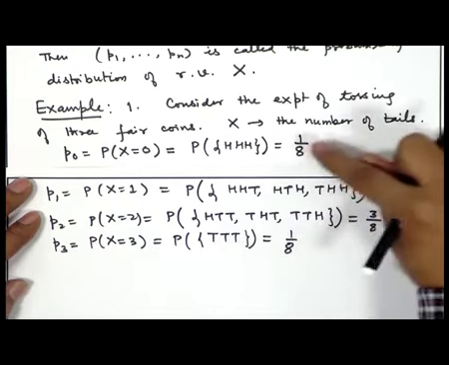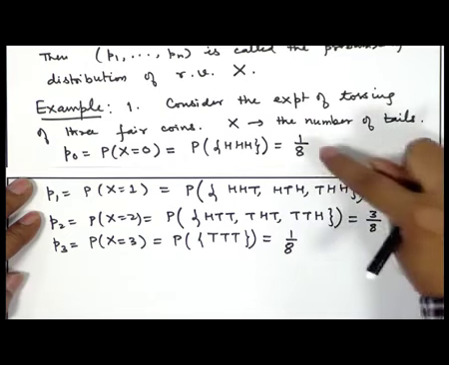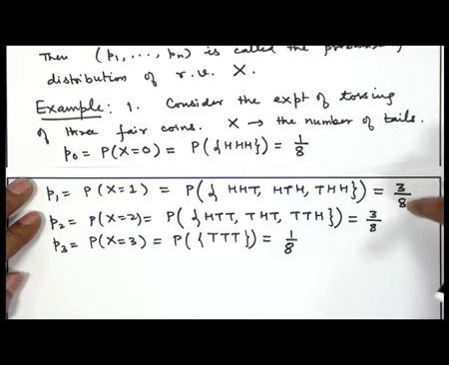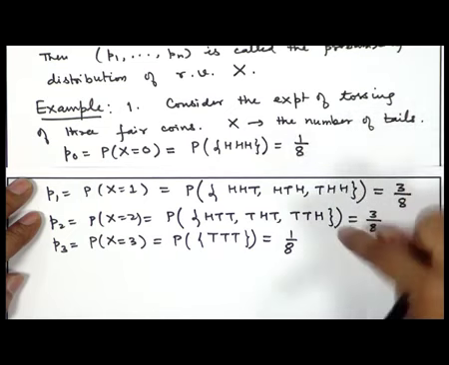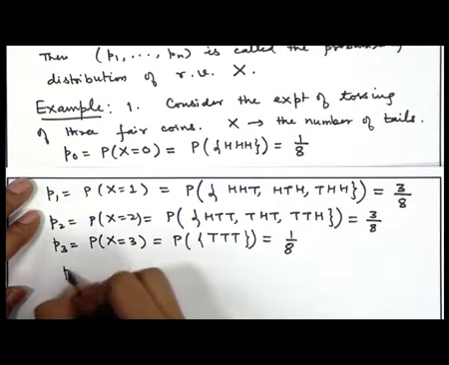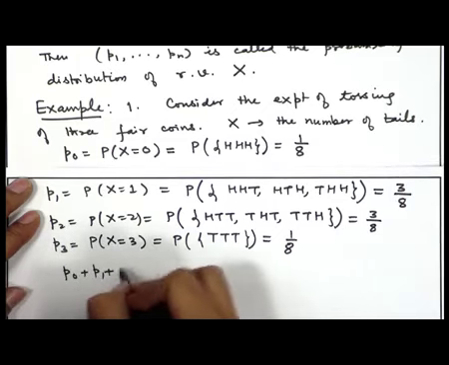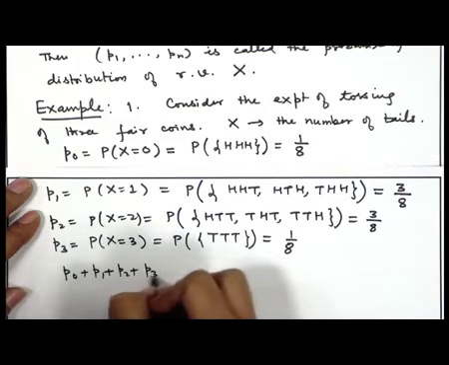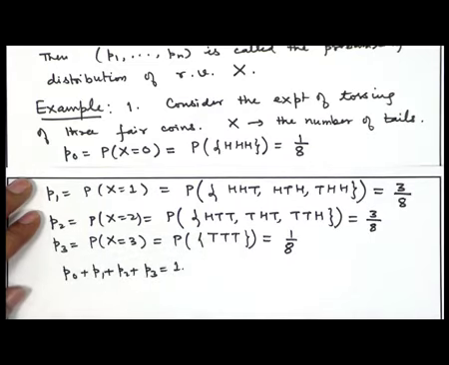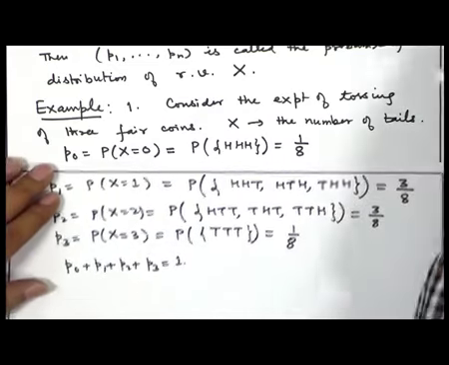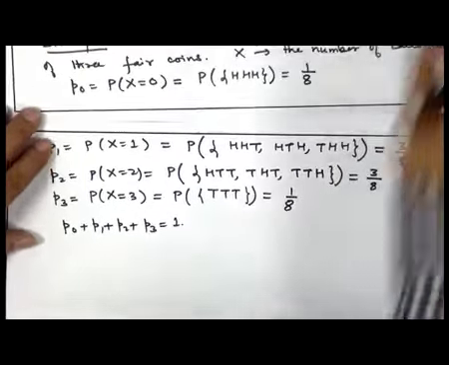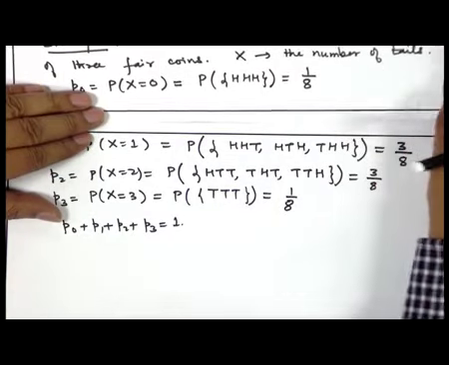So, now you can see I have calculated the probabilities corresponding to all the possible values of the random variable. For X equal to 0, P0 is 1 by 8, P1 is 3 by 8, P2 is 3 by 8 and P3 is 1 by 8. If you look at the sum of these, it is 1 plus 3 plus 3 plus 1, that is 8 by 8. So, that is 1. You have P0 plus P1 plus P2 plus P3 equal to 1. So, this is a valid probability distribution here.